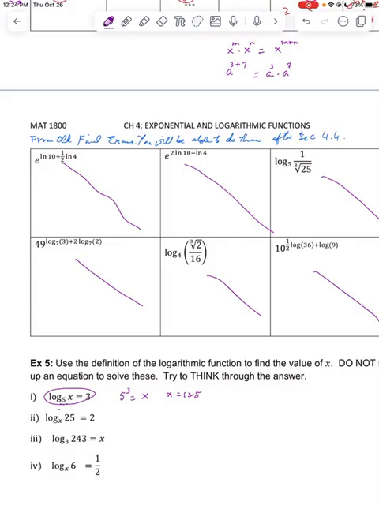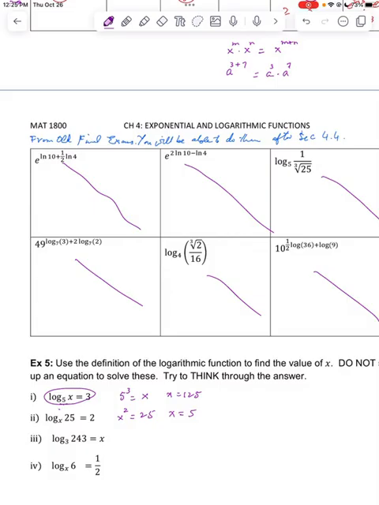Okay, next one. So we are trying to find x. In the second one, x raised to the power 2 equals 25. So what should be the x? Now remember, x could be positive or negative 5, but remember this is the base and the base can never be negative. So x is 5.